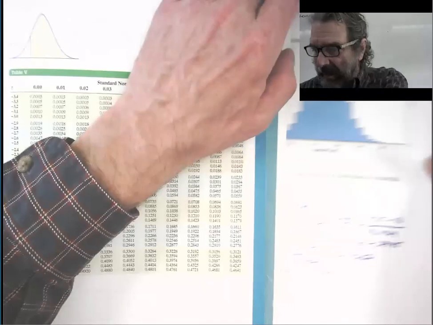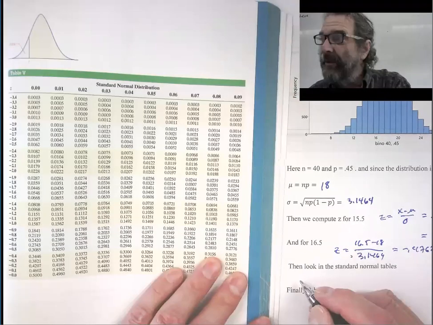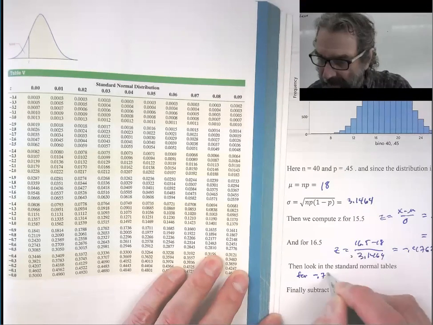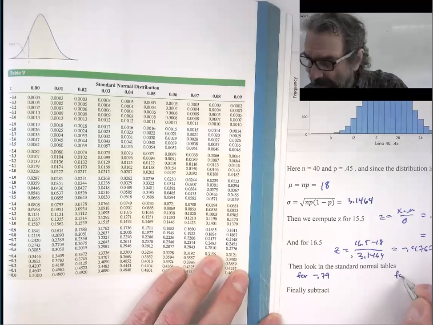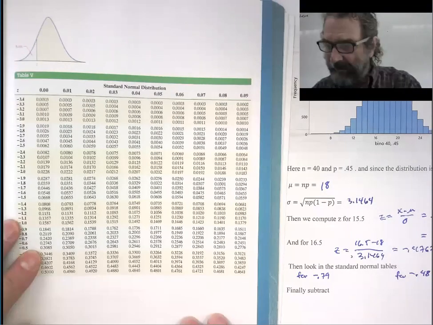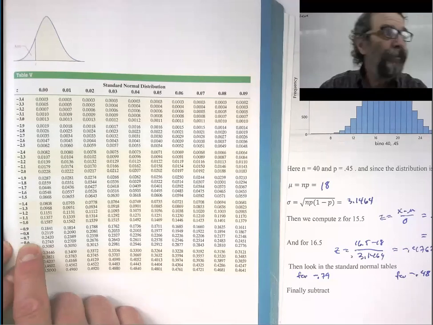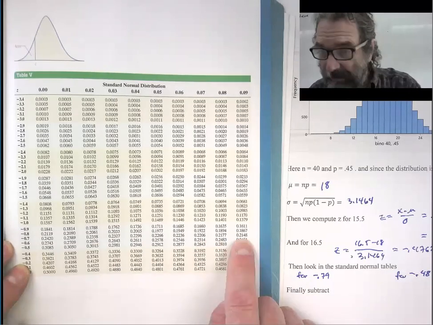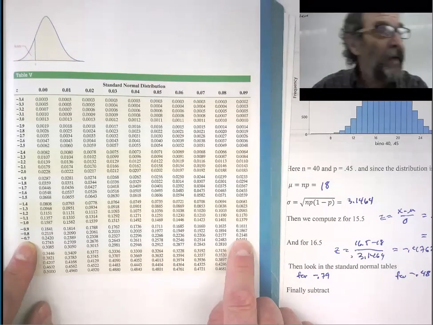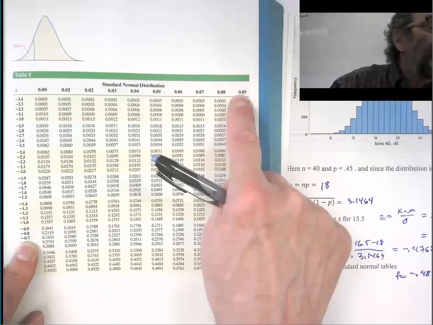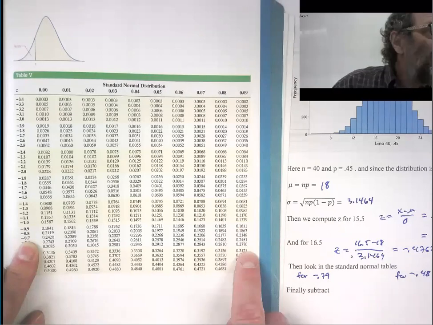Having difficulties here. So we go for negative 0.79 and for negative 0.48. Well, they get two places in the tables. Okay. 0.7, there's 0.7. And they'll come over here to 9. So that's all the way at the end. 0.79. You with me? The third one down is 0.7. Up here, we have the 9 for the 0.79. 0.79.